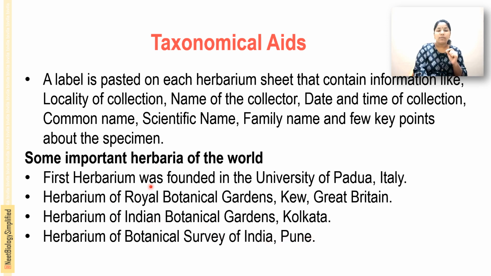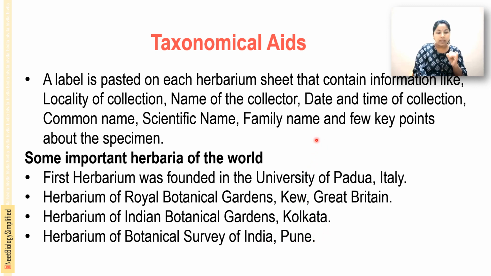These are some of the important herbaria of the world. The first herbarium was found at the University of Padua in Italy, then the herbarium of the Royal Botanic Garden, Kew in Britain, the herbarium of the Indian Botanical Garden in Kolkata, and the herbarium of the Botanical Survey of India, Pune. What is the procedure to prepare a herbarium?